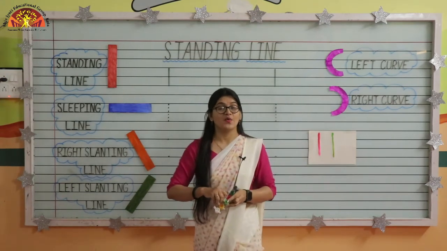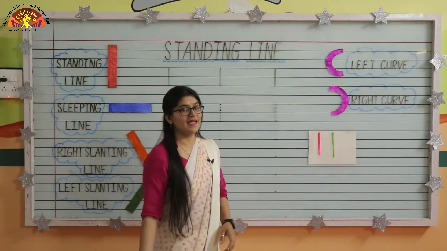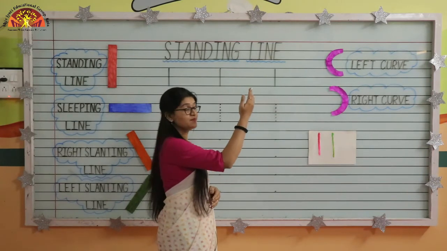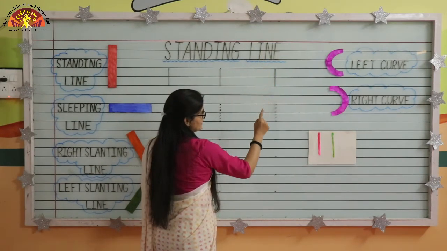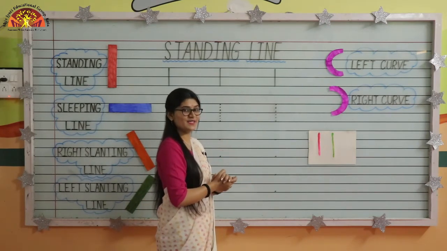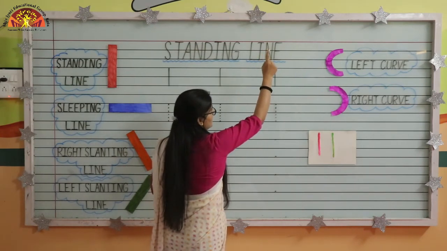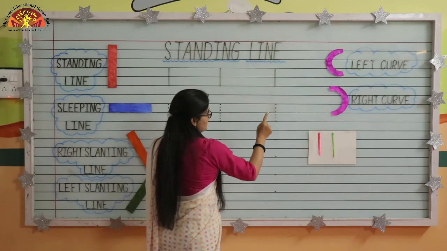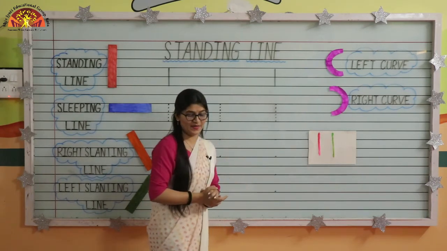Now kids, we will draw standing line in the air. So raise your hand and make a straight line like this. It's called standing line. Let's do it again. Raise your hand and make a straight line like this. It's called standing line. Okay.